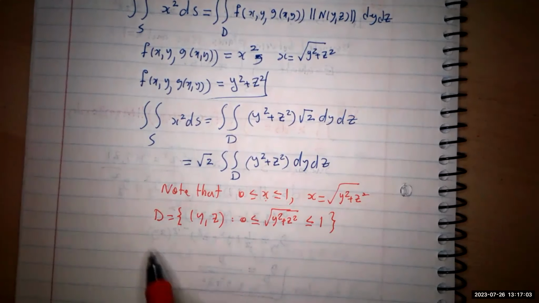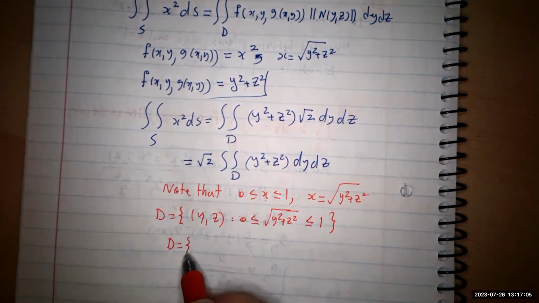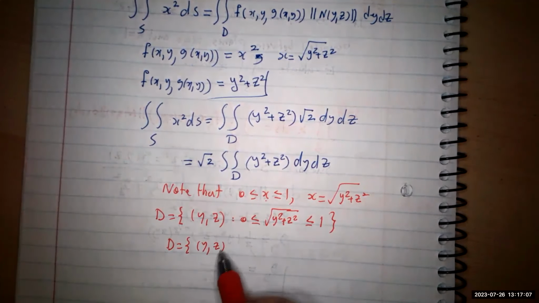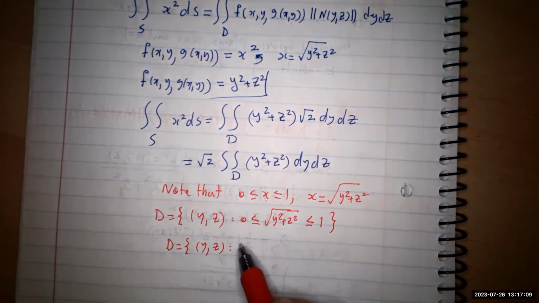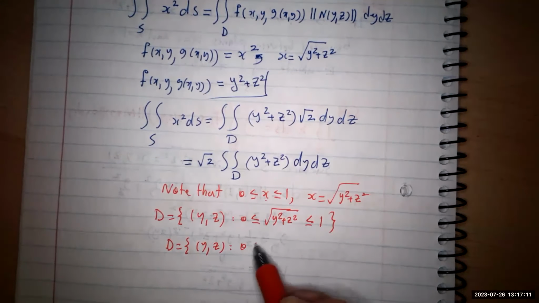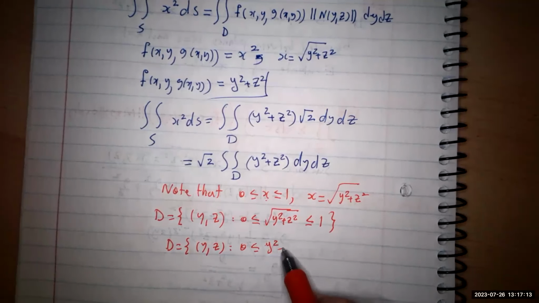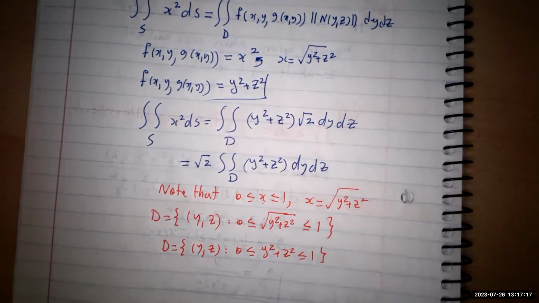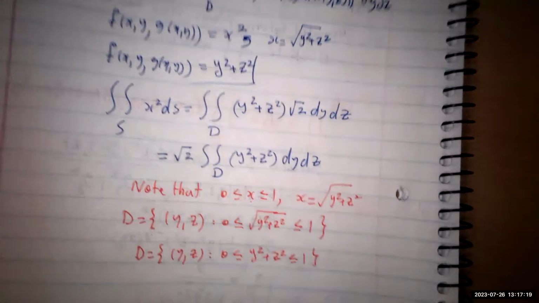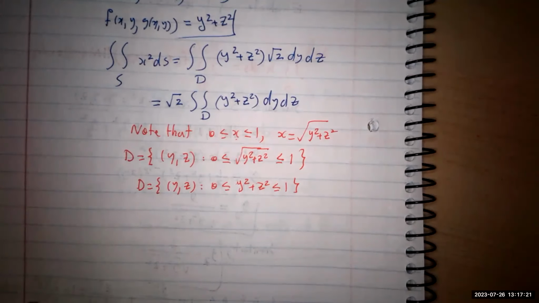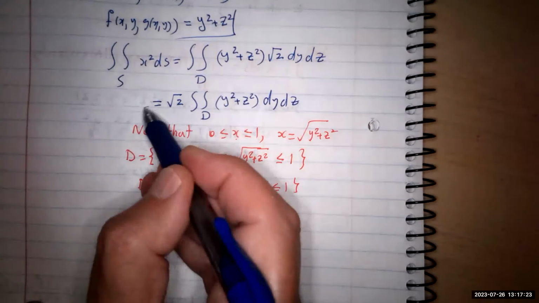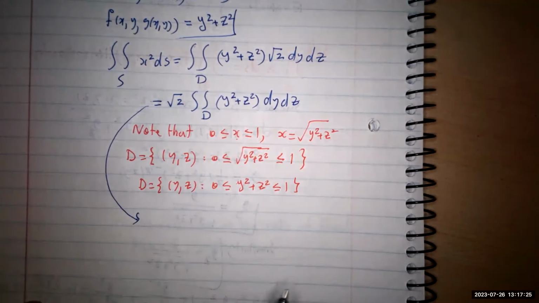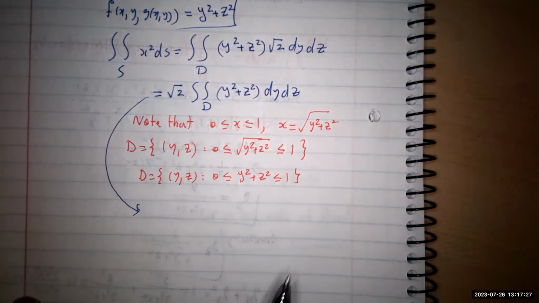Or you can square it. So your domain is going to be a circle. It's going to be y and z, when y squared plus z squared is less than or equal to 1. So the last part, the integral, is going to be evaluated on the circle. So the double integral can be found using polar coordinates.